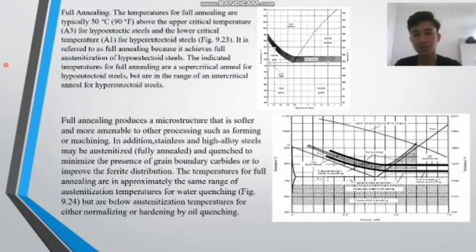Full annealing produces a microstructure that is softer and more amenable to other processing such as forming or machining. In addition, stainless and high alloy steel may be austenitized, fully annealed, and quenched to minimize the presence of grain boundary carbides or to improve the ferrite distribution. The temperatures for full annealing are in approximately the same range of austenitization temperatures for water quenching, picture 9.24, but are below austenitization temperature for either normalizing or hardening by oil quenching.